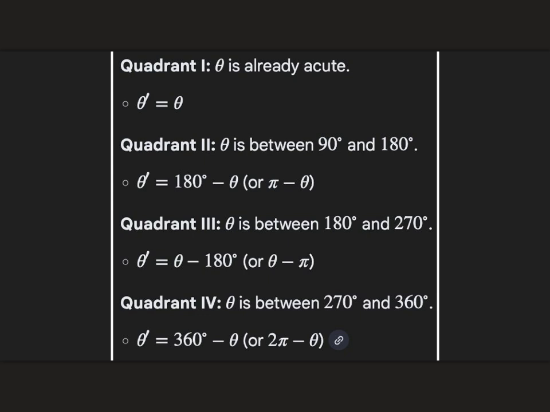Okay, now let's look at this. Quadrant 1, theta is acute. Acute means less than 90 degrees. In quadrant 2, so what are quadrants?